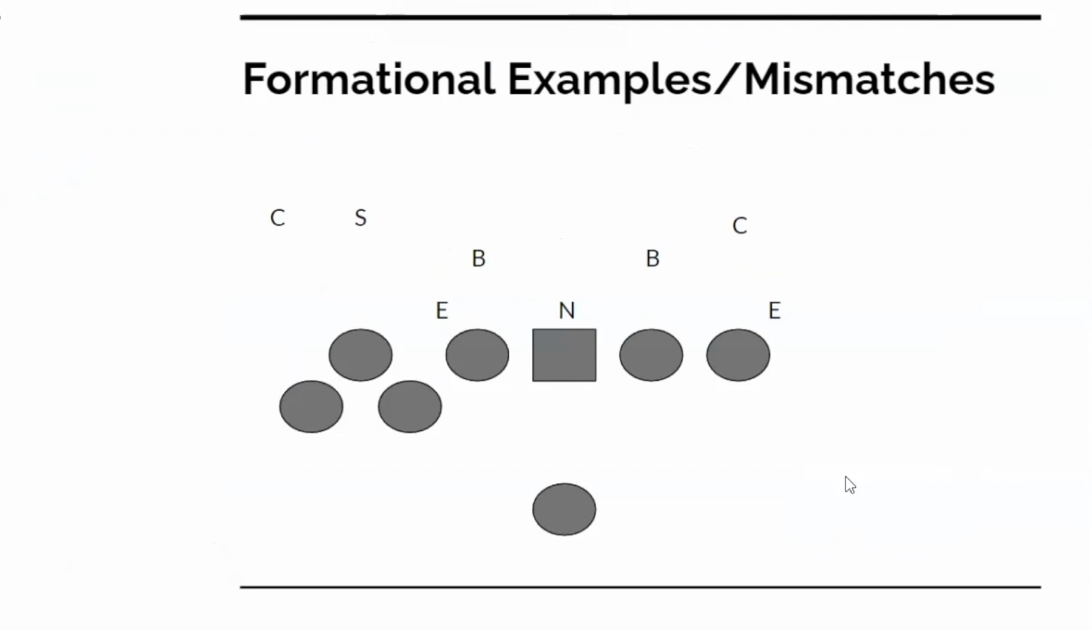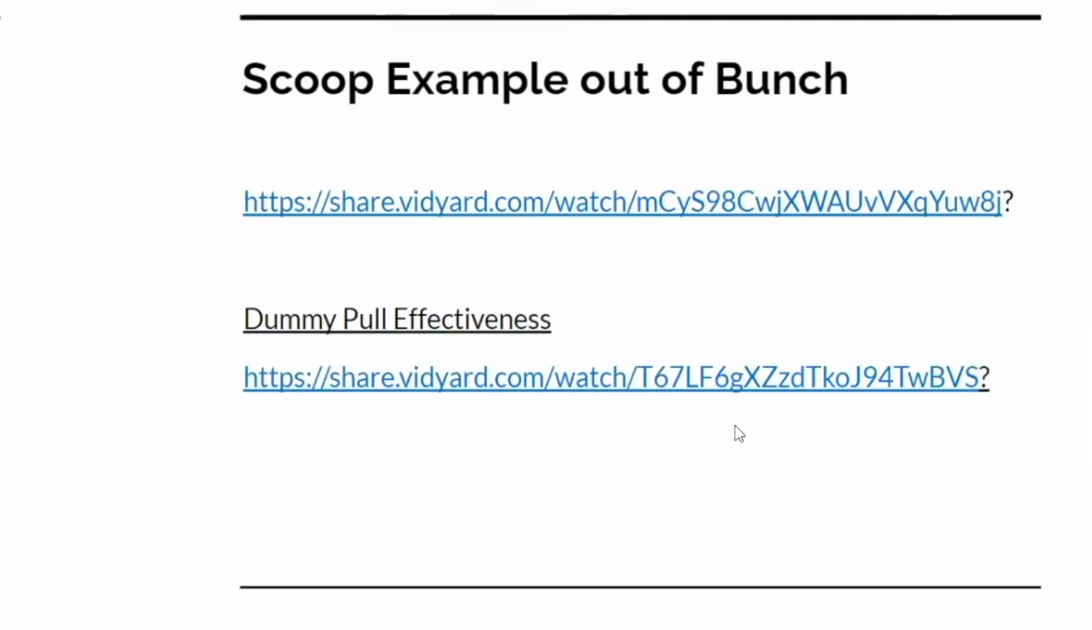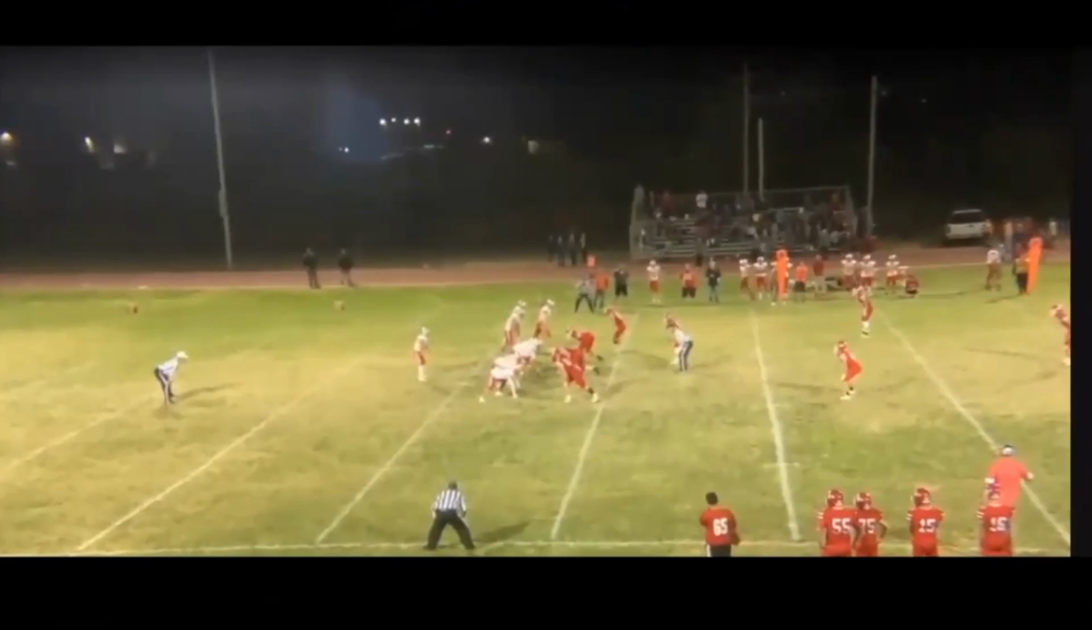This is one that I really liked. It's a bunch tight formation, and it's called a bunch tight. So like this here would be bunch left tight. It's very simple, and this is where I also will show a clip of how a dummy pull can be very, very effective. Because if you face some linebackers that read the guards very, very well, that can be very difficult to run the ball on.